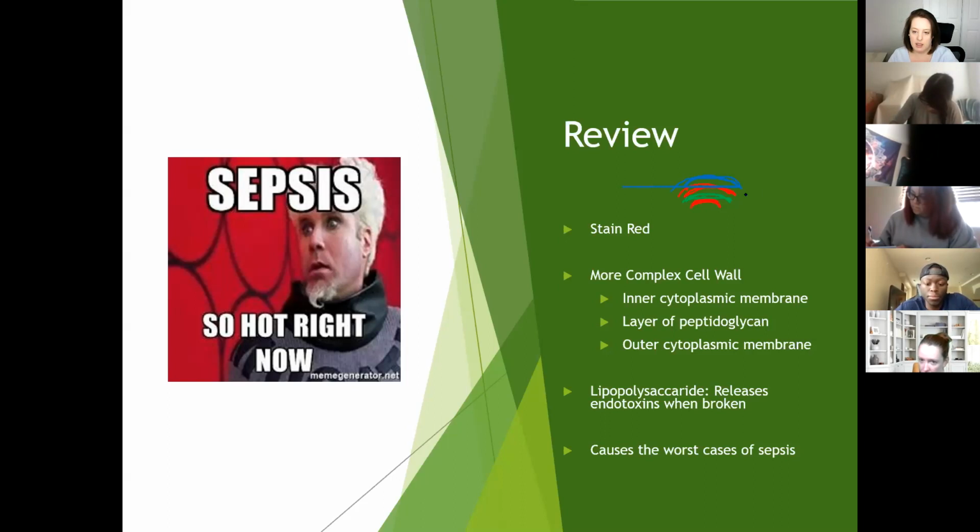And when these lipopolysaccharides are broken, they release endotoxins. And that is what's going to cause sepsis quickly. So these toxins are going to cause cellular debris, cellular breakdown, inflammation, and these toxins are circulated throughout the entire body in the bloodstream, which causes sepsis, which causes septic shock. And if that shock is not reversed, then that leads to death.